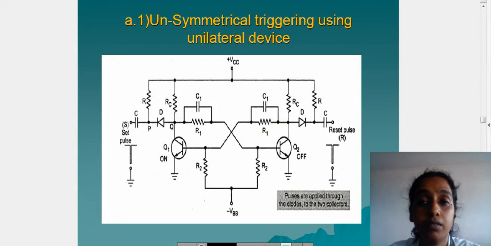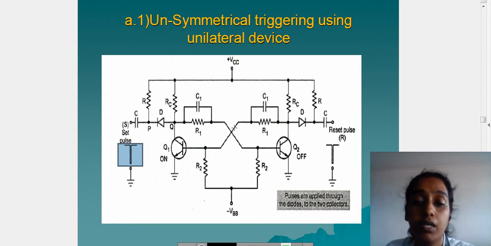This is another unsymmetrical triggering using a unilateral device, using a diode. So here a diode will decide whether to turn on this transistor. So we here give a negative pulse. When this negative pulse is given, conduction will happen. This will give from the supply voltage. The supply will go to Q2. Q2 will be made active. So this makes Q1 off.